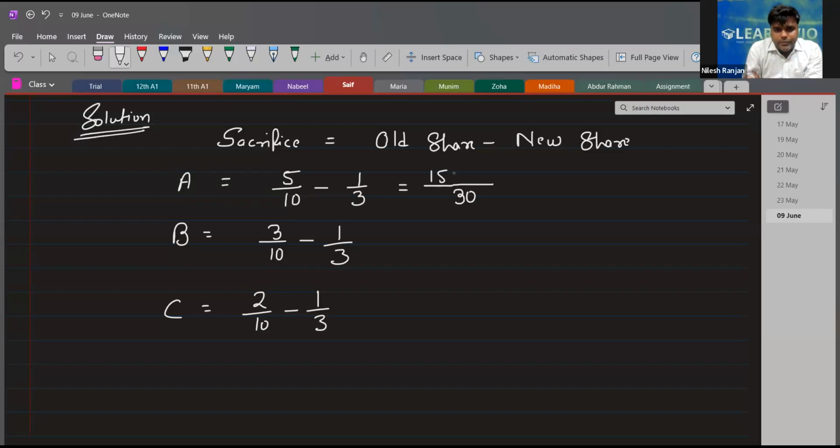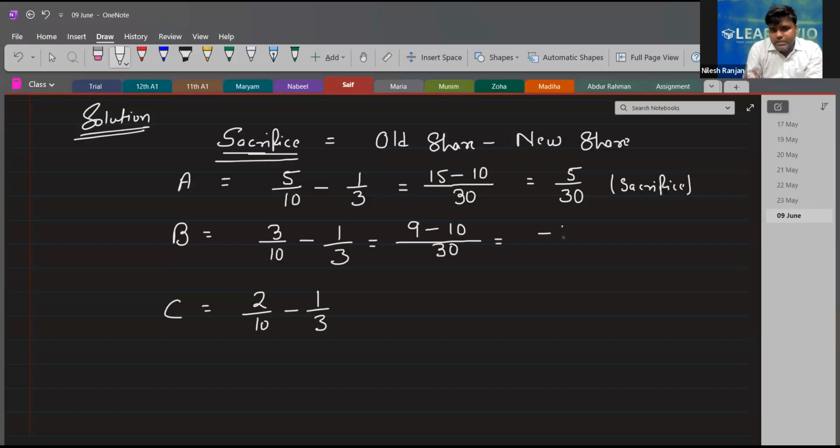Then 15 minus 10, that is 5/30. Positive, and we are using the formula of sacrifice. The answer is positive. It means it is sacrifice. Then 9 minus 10, so minus 1/30. It is negative, so it is gain.